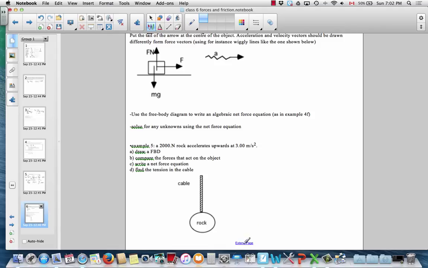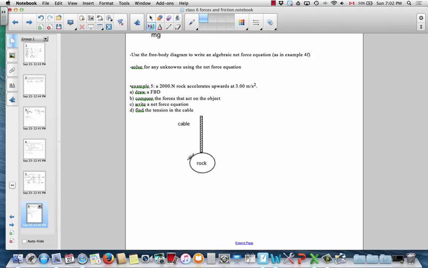We've got a cable, and then there's a load of rock on the end of it, and we're told the rock's 2,000 newtons and that it's accelerating upwards. So what forces act on the rock? Well, there will be a gravitational force of attraction between the rock and the earth. So the earth is going to pull down on the rock. The only other thing that's going to push or pull on the rock is the cable, and the cable will pull upwards, and that's a force that we call tension. So those are the two forces that act on the object.